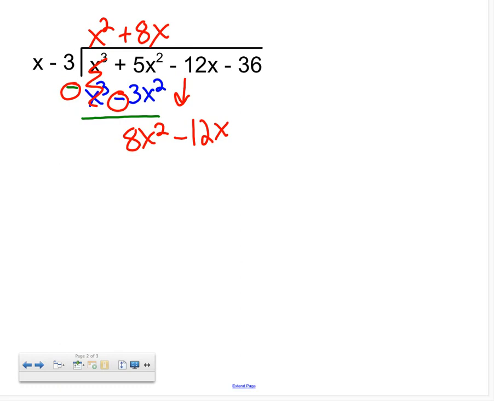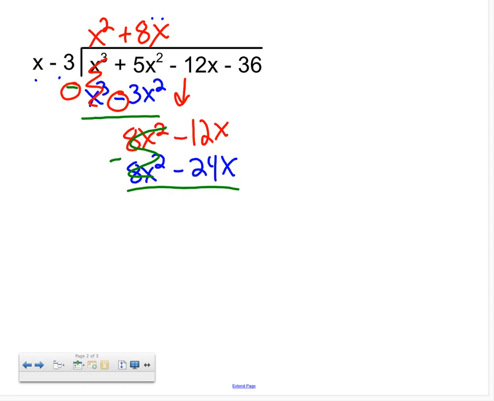Then I'm going to go ahead and do my multiplication for my outside term. So 8x times x is 8x squared. 8x times negative 3 is negative 24x. I'm going to go ahead and subtract these two and see what I get. So 8x squared minus 8x squared is 0. Again, that's good. My first term should cancel.